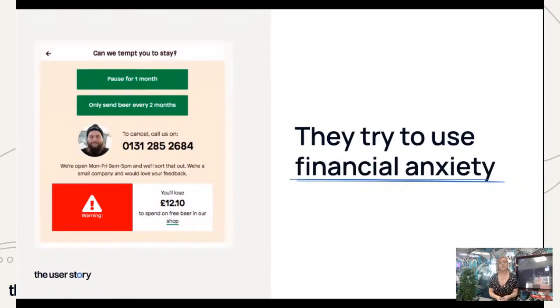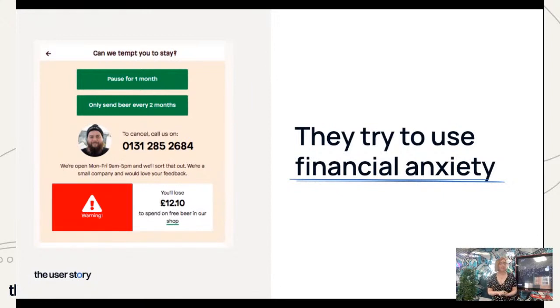Another thing that they use is they try to prey on the financial anxiety of the user. So you can see at the bottom of the page, there's a massive red warning sign that, of course, is going to draw your eye. And when you look to the right, it says that you will lose £12.10. And that already kind of puts people on edge.